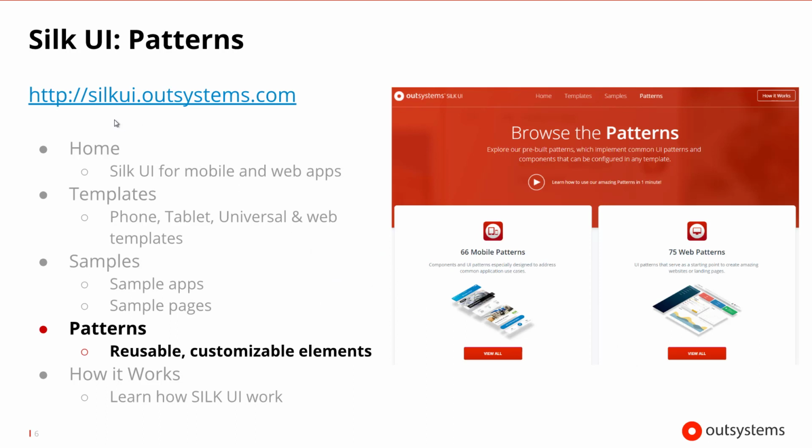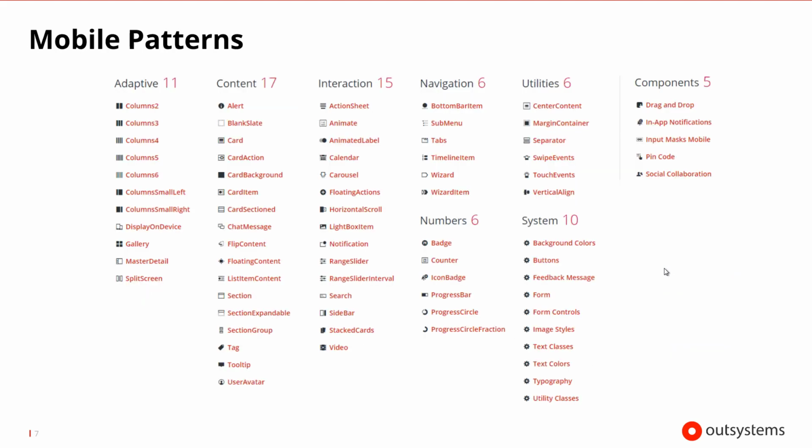So when we did our introduction to SilkUI, we said that you could go to the silkui.outsystems.com website, and you could find out information about SilkUI itself, the templates, the samples, the patterns, and overall how to interact and work with SilkUI. So in this particular case, we're focusing more on the patterns, which are the reusable, customizable elements. And for mobile, there are over 60 of those, and for web, there are over 70.